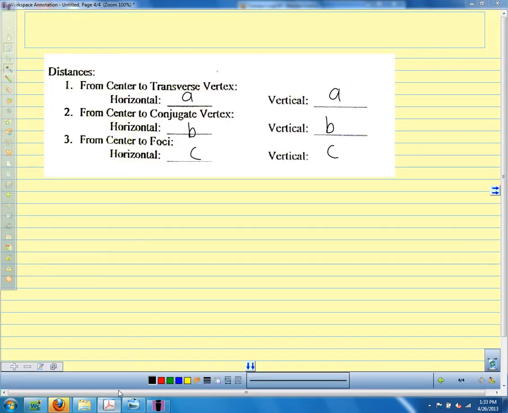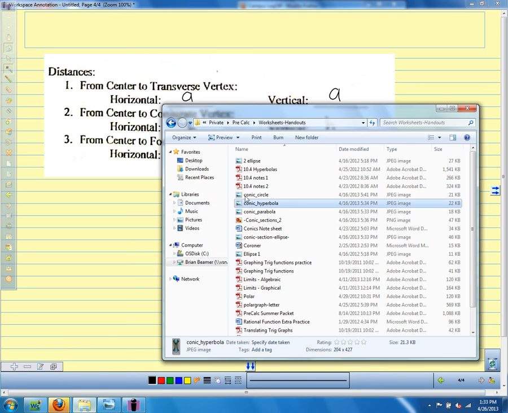Let me grab my other sheet here. I want this one.